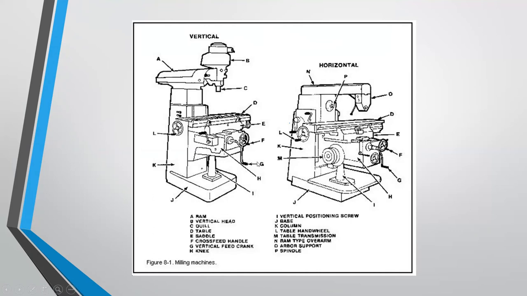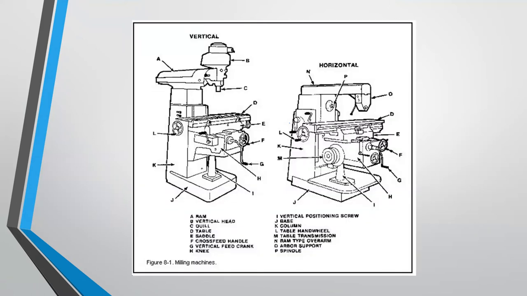J is a vertical feed crank. And K is a knee. I is a vertical positioning screw. And J is the what? Is the base. It gives the machine a support. Whenever you identify any part to be a base, that's the function. Nothing else, nothing more. It gives support to the what? To the machine.